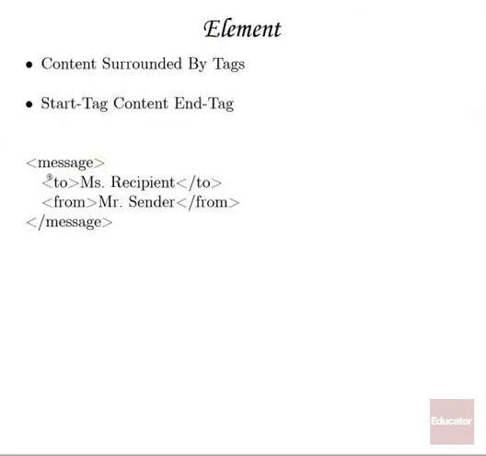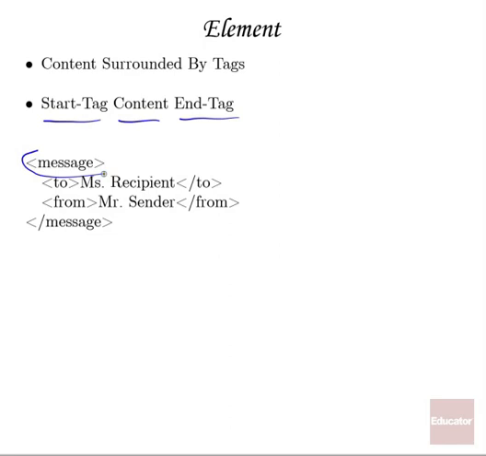So an element, a piece of an XML document, consists of content surrounded by tags. So it's a start tag, your content, and your end tag. And content can be text, it can be other elements, it can be a variety of other things. Okay, so let's say we're going to add a couple of elements to our message document type.